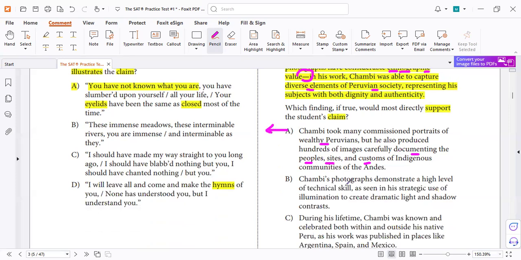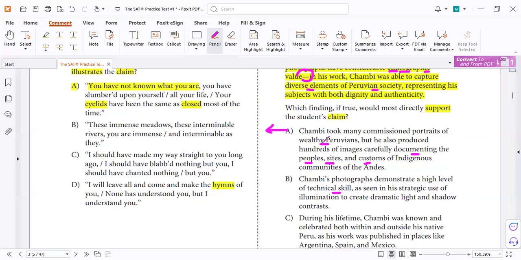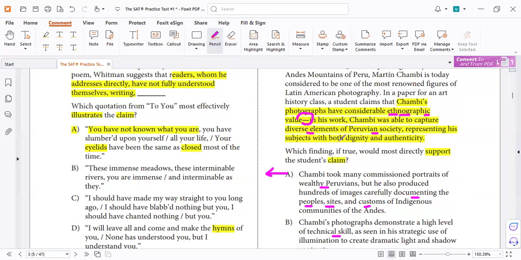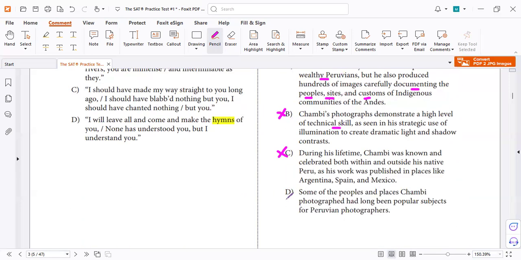Here, four photographs demonstrate a high level of technical skill, as seen in his strategic use of illumination. But I'm not talking about his skills of writing. The claim is something else. The claim about the portraits, what does document is different. Here again, during his lifetime he was known. I'm not talking about his educational background and what he did in his life. I'm talking about the claim. So this means the answer does not focus on the claim.